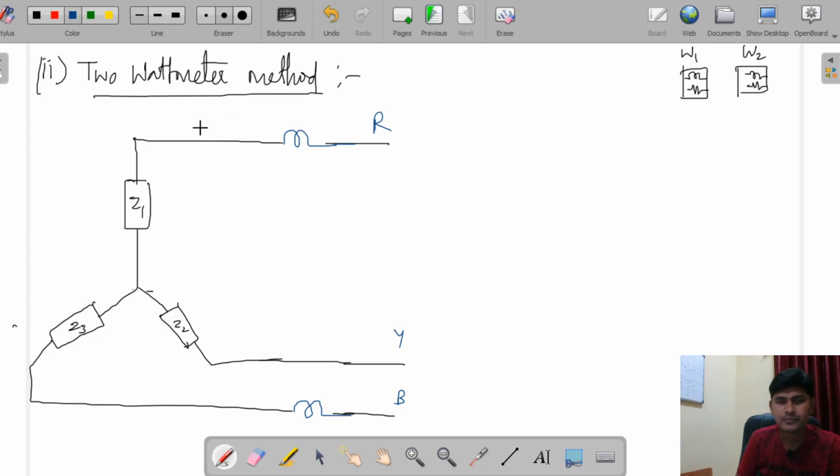Now the potential coil of wattmeter 1 is connected between this line and the third line in which the current coil is not placed. Similarly, the respective potential coil is connected between the respective line and the third line in which the current coil is not placed.